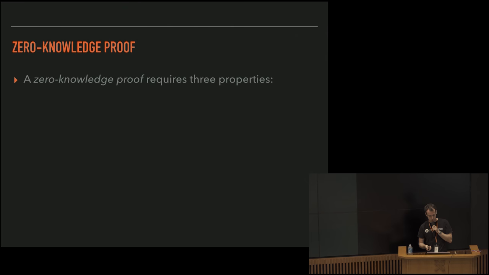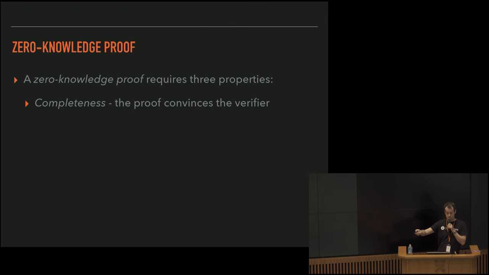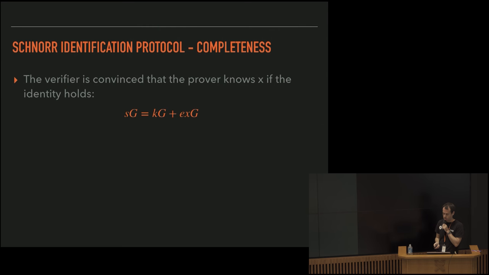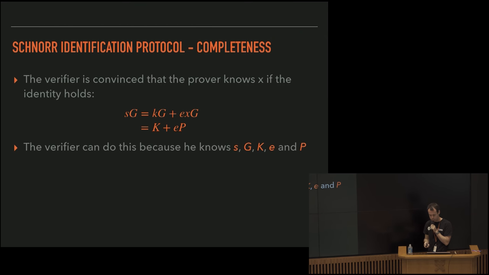Okay. Why do we have completeness? What is completeness? Completeness is that my proof will convince you. Why do I have this? Well, you'll be convinced if this identity holds: sG equals kG plus exG. Little k times G is big K. That's what I committed to in step one. You already know big K. x times G, that's my private key times G, is P. That's the public key. Everyone knows that.